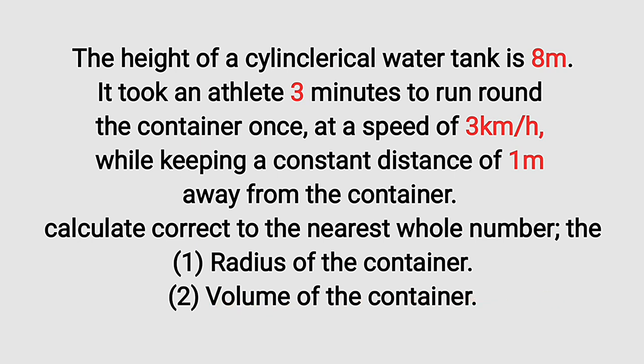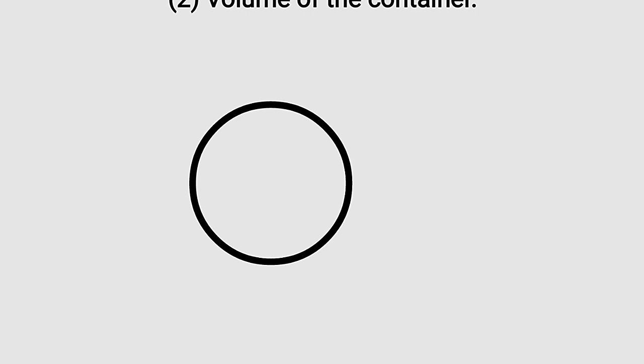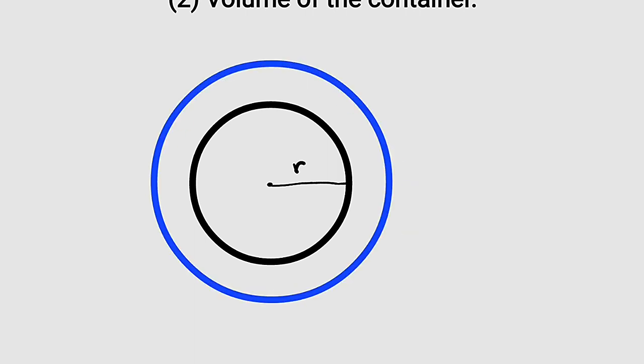of the container. We all know how a container looks, but since there is someone running around the container, let us first of all concentrate on the base, which is a circle. So let me draw a circle. All right, suppose this is the circle. This circle has a radius that we are looking for. But someone is running around this circle. Let me draw another circle, the pathway. So this is the pathway where someone is running.